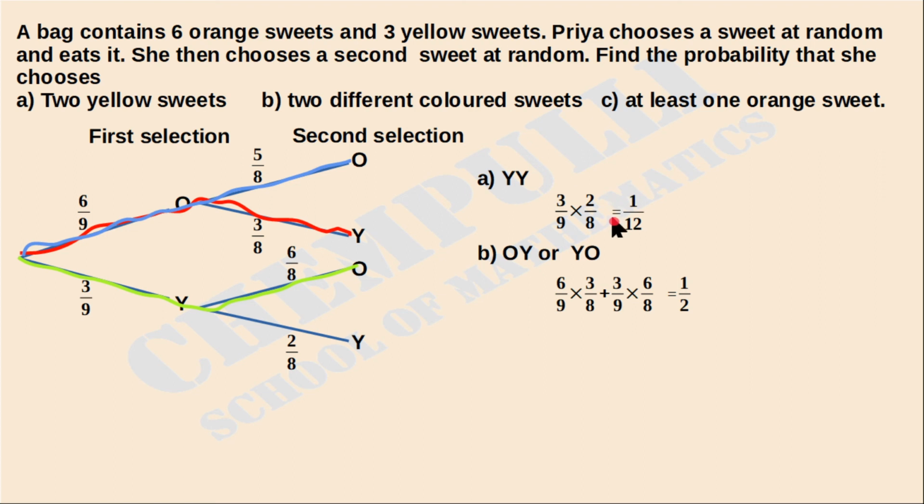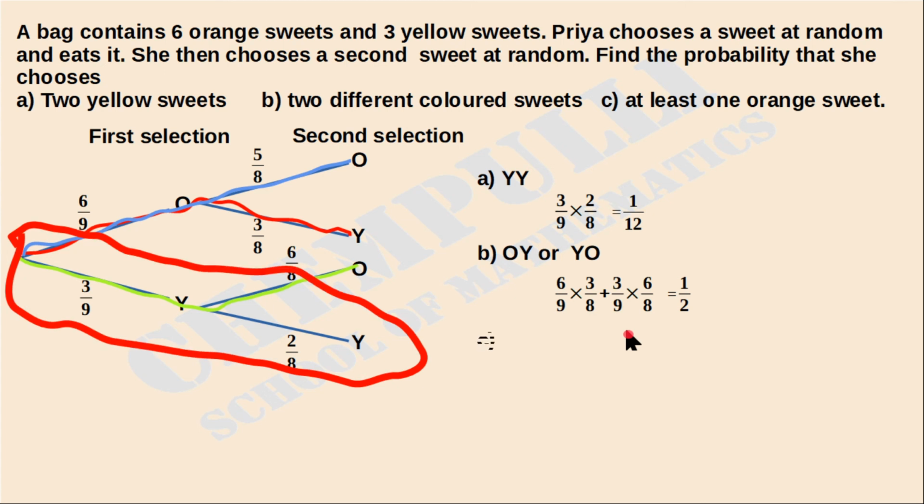We know the total probability is equal to 1. Then in which way can we find the other part's probability? 1 minus this 1 over 12. That means we can write it like this: 1 minus 1 over 12. Then we simplify, and we will get the answer 11 over 12.